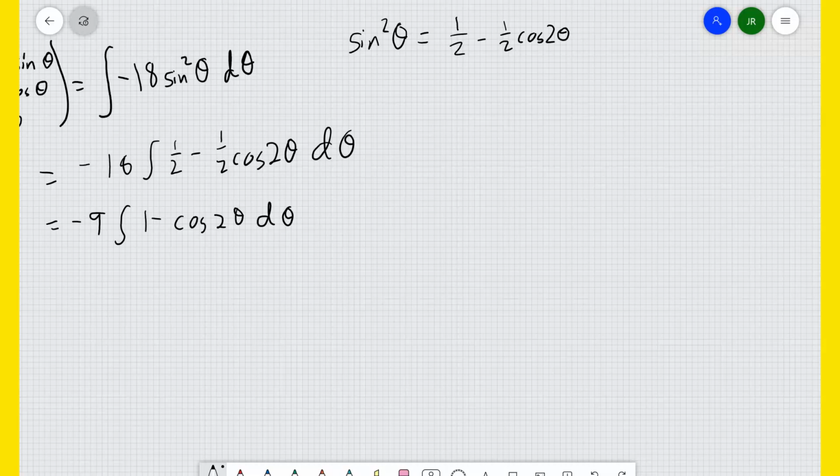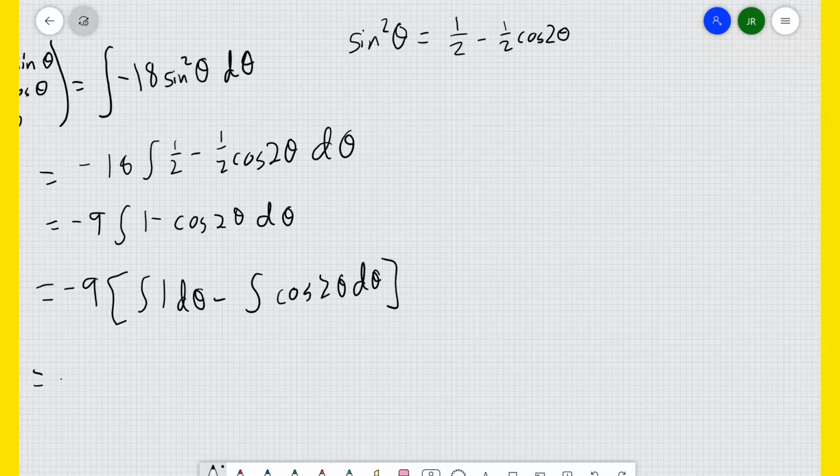Okay, so I'm just going to separate it, -9, the integral of 1 d theta minus the integral of cosine 2 theta d theta. -9, the integral of 1 d theta is just going to be theta.